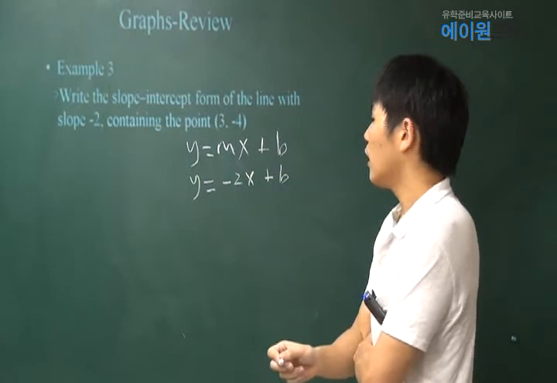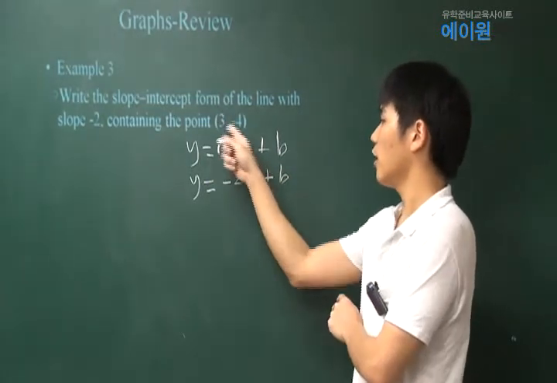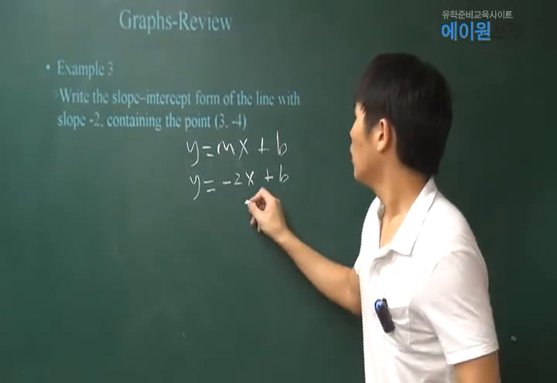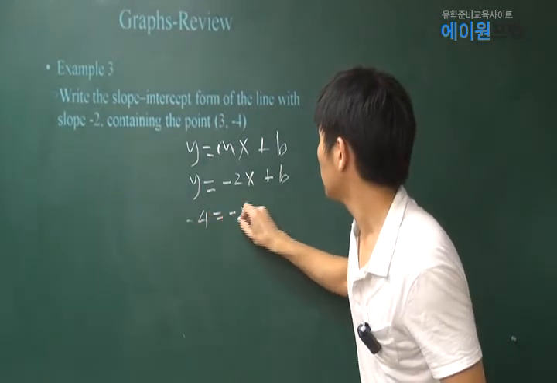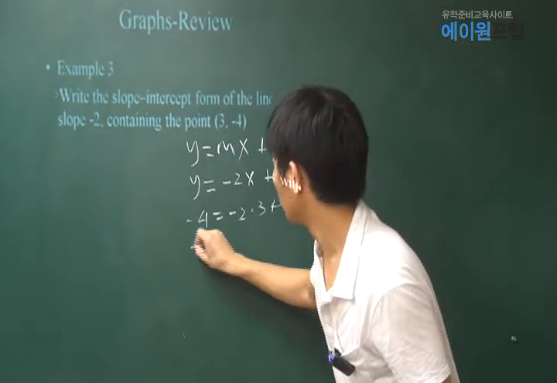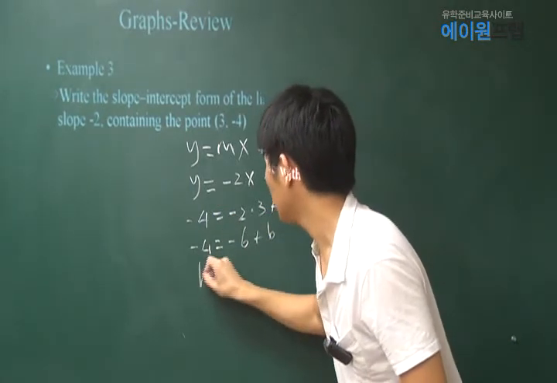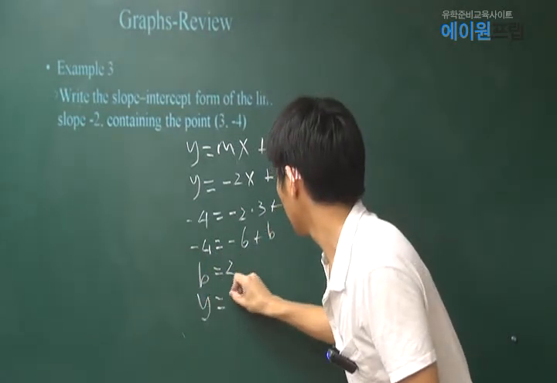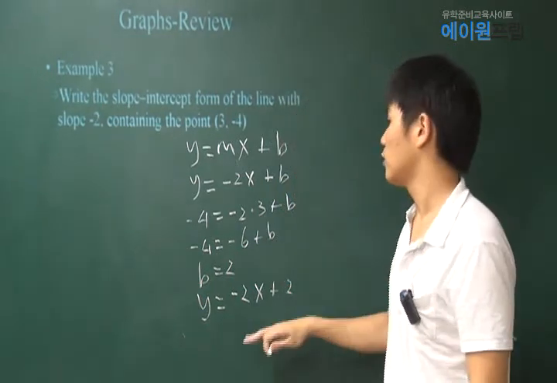Now, the important thing is, if we know one of the points, we can actually input the x and y value and find the value of the y-intercept. So let's try putting in 3 and negative 4. So negative 4 equals negative 2 times 3 plus b. So that's negative 4 equals negative 6 plus b. So b is what? b is equal to 2. So our final answer becomes y equals negative 2x plus 2. So that's our final answer.